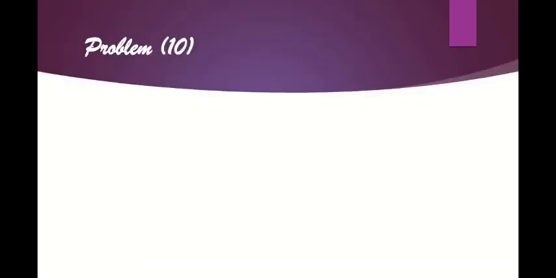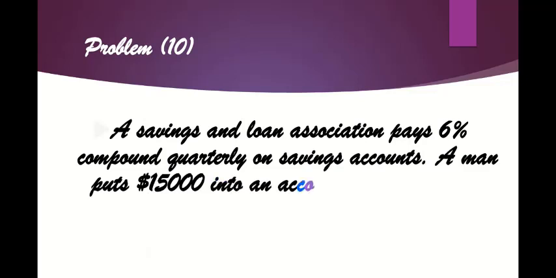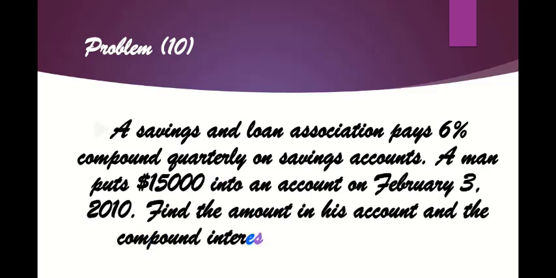Problem number 10. A savings and loan association pays 6% compounded quarterly on a savings account. A man puts $15,000 into an account on February 3, 2010. Find the amount in his account and the compound interest on August 3, 2013.